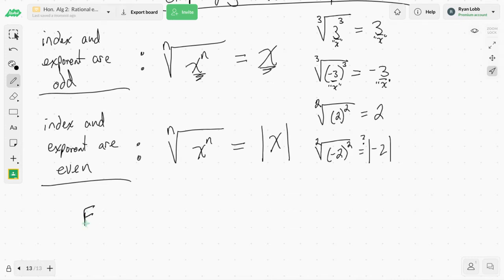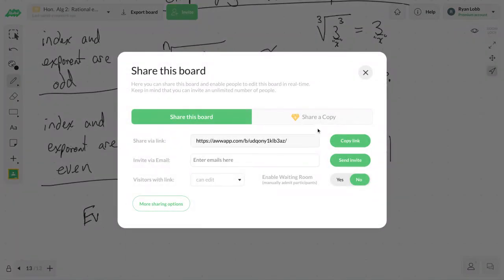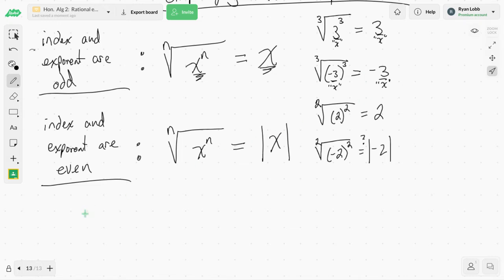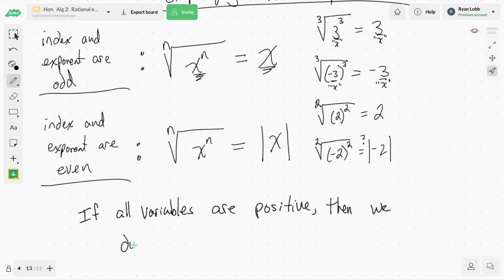Now, if all variables are positive, or if they're assumed to be positive, if there's a reason that we know x can't be negative, then no absolute value is needed. So if all variables are positive, then we don't need absolute value.